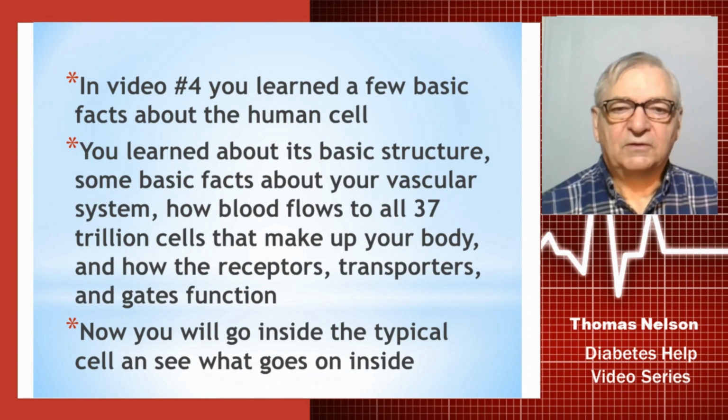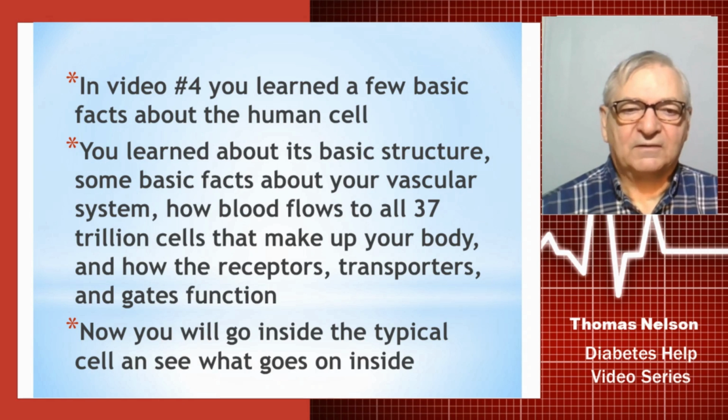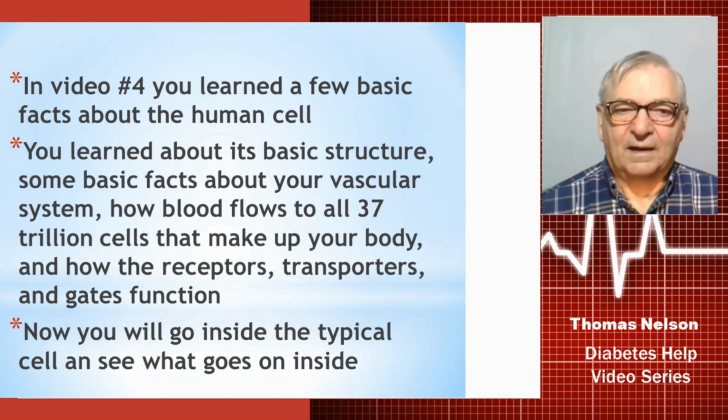In the past video you learned a few basic facts about the human cell. You learned about its basic structure, some basic facts about your vascular system, how blood flows to all 37 trillion of your cells that make up your body, and how the receptors, transporters, and gates function. Now we're going to go inside the typical cell to see what goes on inside.